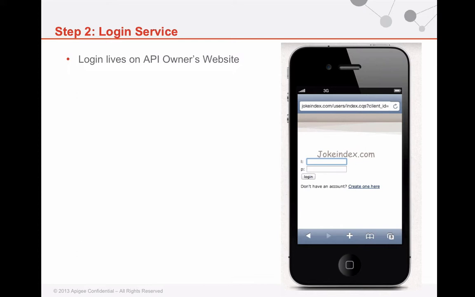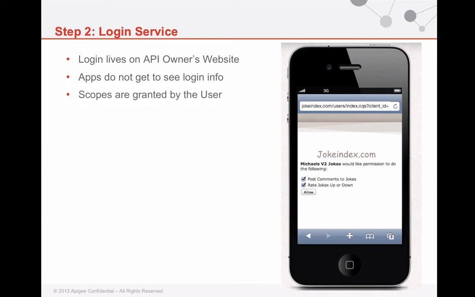Now the login side is completely obscure now. We're no longer on the app. We're now on JokeIndex, so the app doesn't get to see the login details. The scopes are granted, so things like, can I post comments? Can I rate jokes? This lets the user add a level of granularity, saying the kinds of services that I'm going to allow this particular app to do with my JokeIndex account.